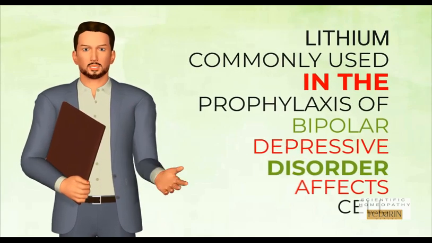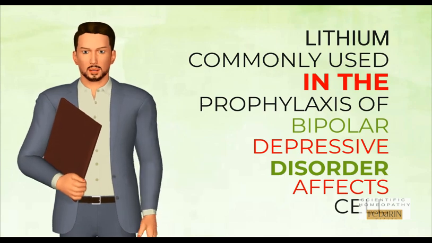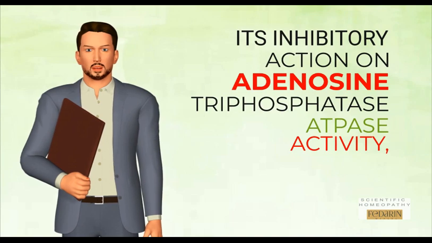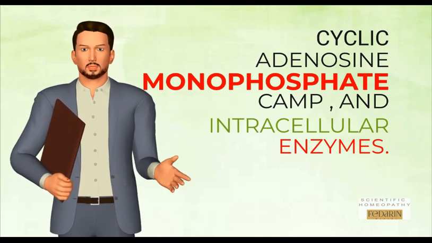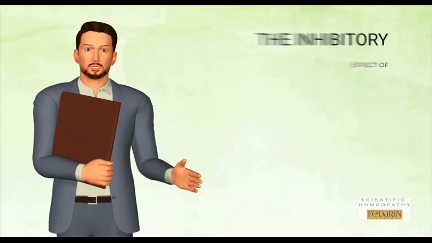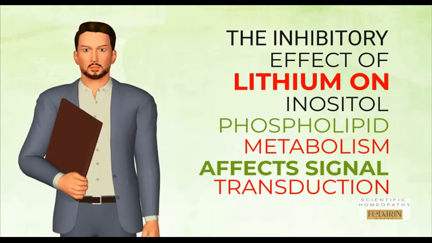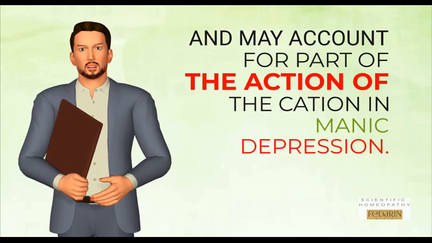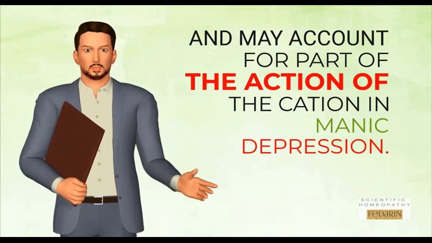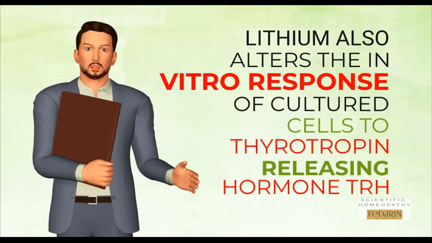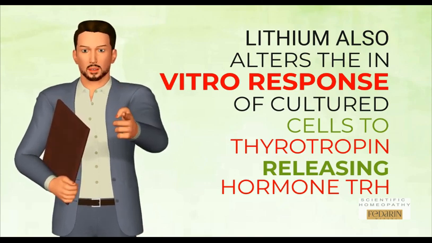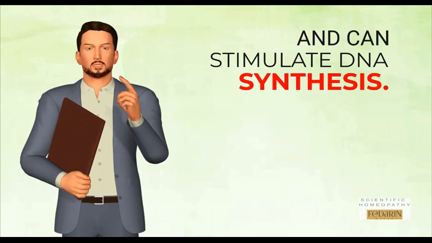Lithium, commonly used in the prophylaxis of bipolar depressive disorder, affects cell function via its inhibitory action on adenosine triphosphatase, or ATPase, activity, cyclic adenosine monophosphate, or cAMP, and intracellular enzymes. The inhibitory effect of lithium on inositol phospholipid metabolism affects signal transduction and may account for part of the action of the cation in manic depression. Lithium also alters the in vitro response of cultured cells to thyrotropin-releasing hormone, or TRH, and can stimulate DNA synthesis.